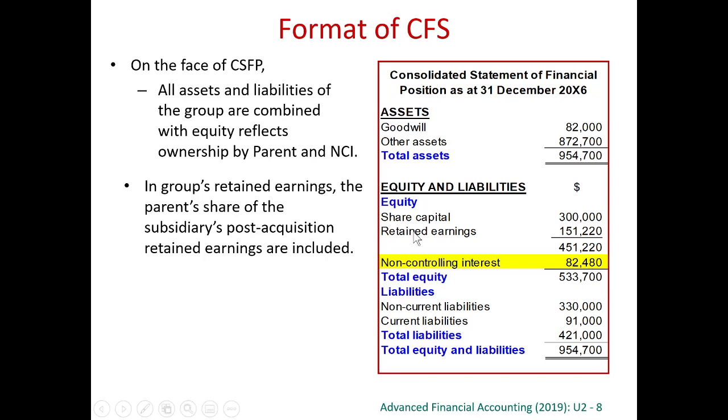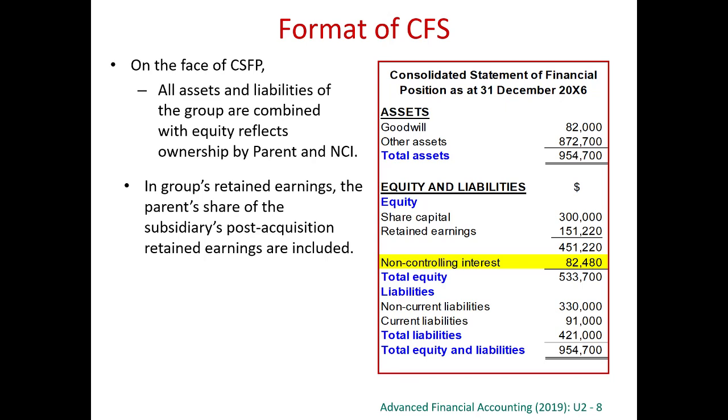The fifth element is equity. For equity, we don't simply add them together. We will insert one line for the non-controlling interest. This is the equity to the non-controlling interest. We will add this non-controlling interest just before we total up for the total equity. If we insert this non-controlling interest here, that means anything above the non-controlling interest actually does not belong to the non-controlling interest. There are only two types of shareholders, non-controlling interest and the controlling interest.